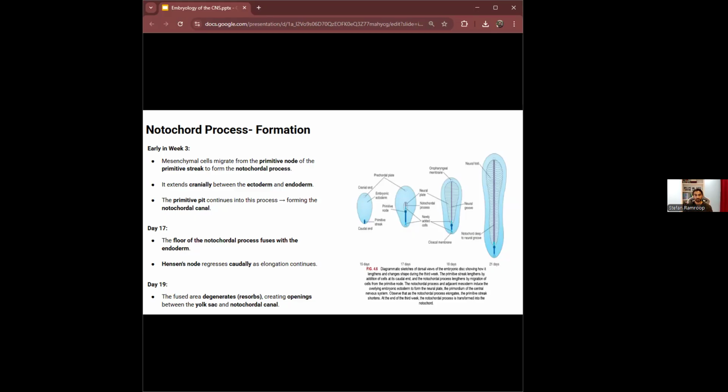Around day 17, the floor of the notochord process will fuse with the underlying endoderm, briefly connecting the canal to the yolk sac below. So by day 19, the fused floor is going to degenerate, and that's going to form a temporary opening between the yolk sac and the notochordal canal.